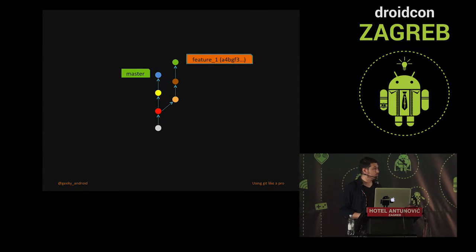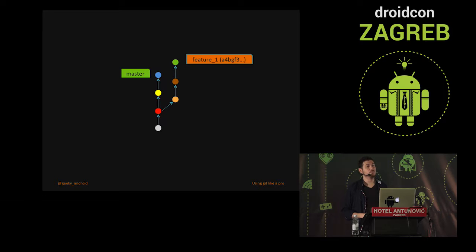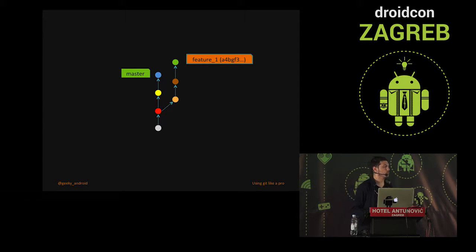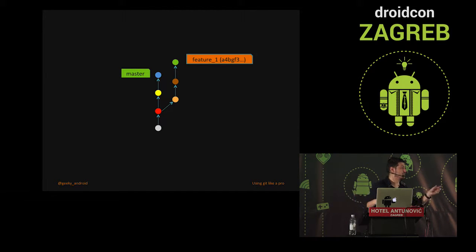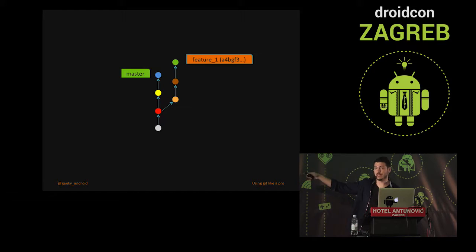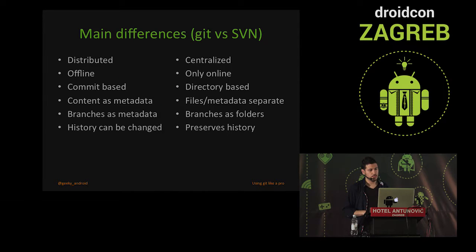So a branch on Git is literally just a name for a hash. So when I say feature 1, and that's my branch name, that literally translates: feature 1 becomes A4BGF3. That is the hash code of that commit. There's nothing special about it. So a branch is simply a label.